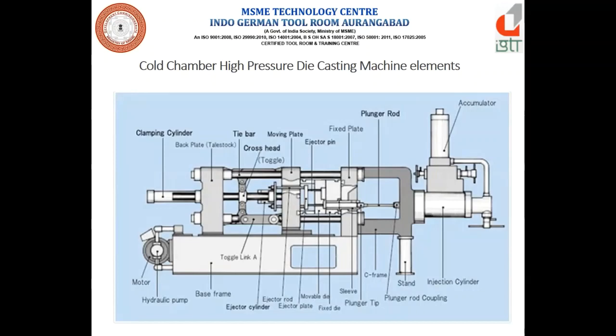Next is the hydraulic system. Die casting machine functions are operated by the hydraulic system. This means that the fluid, usually fire resistant oil, is used to power the cylinder that makes the machine move. So the hydraulic system consists of hydraulic pumps, filters and valves.